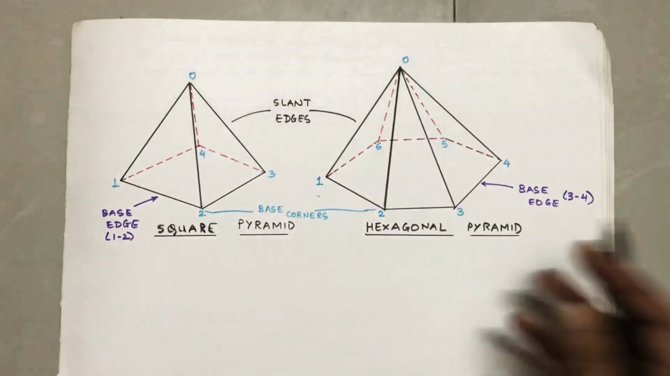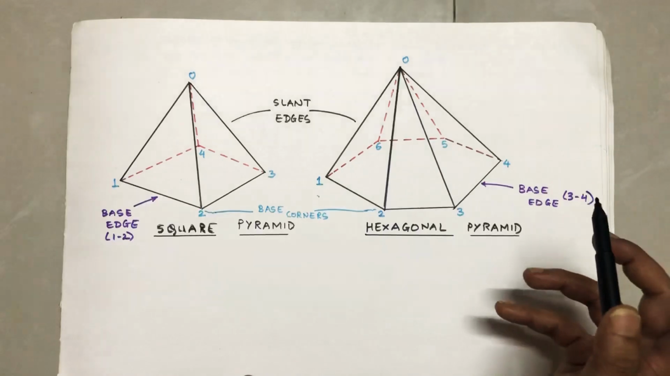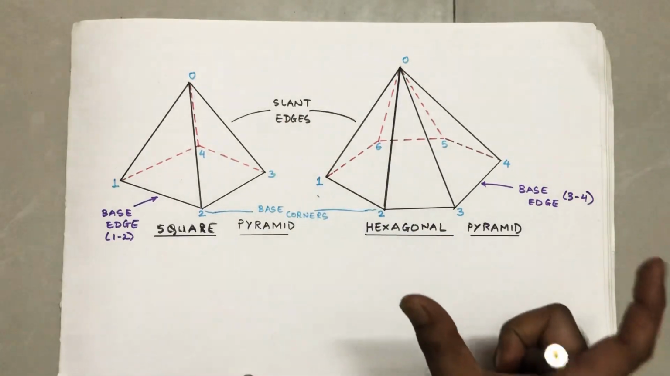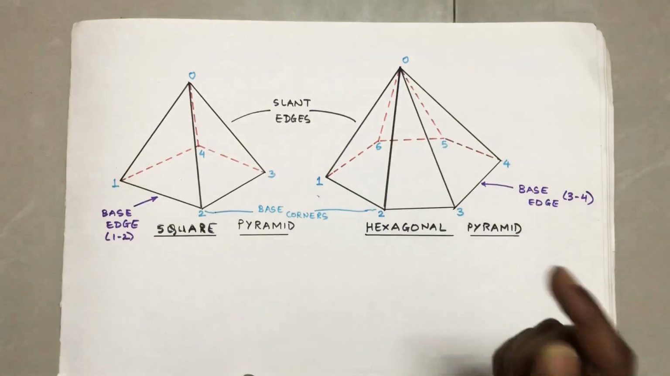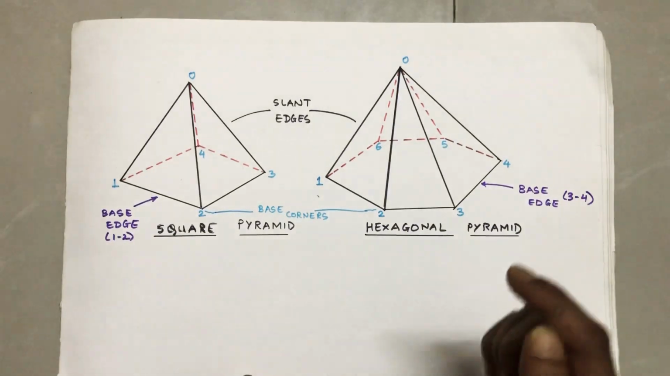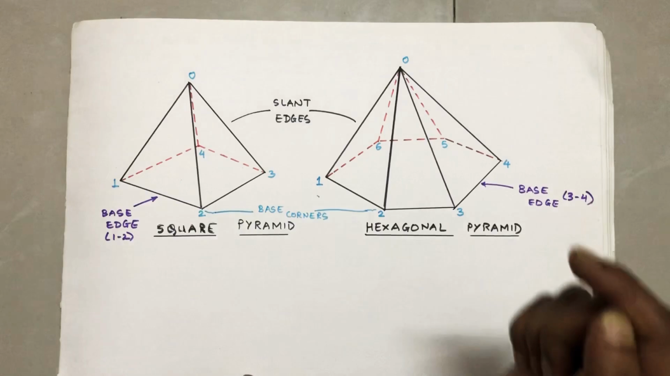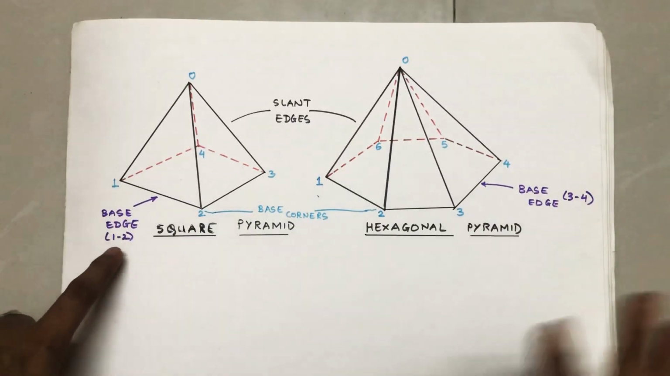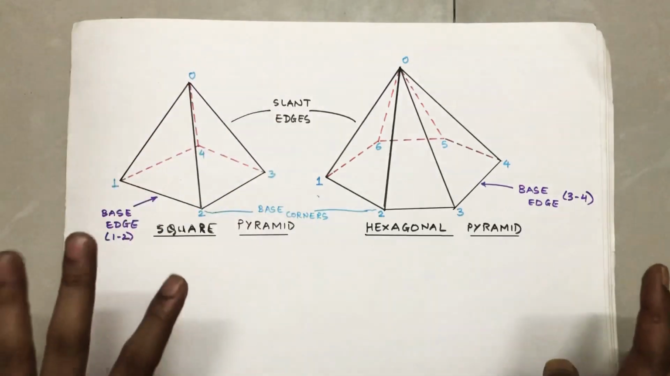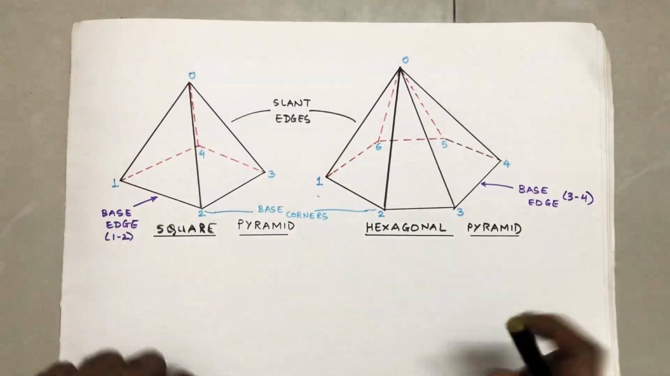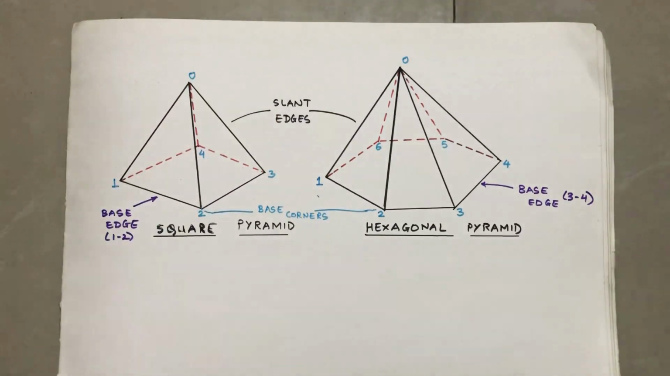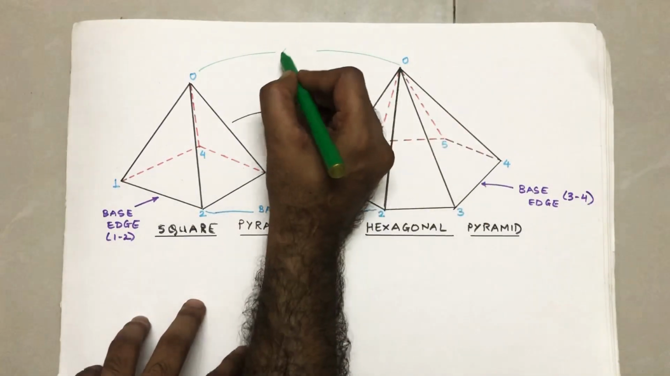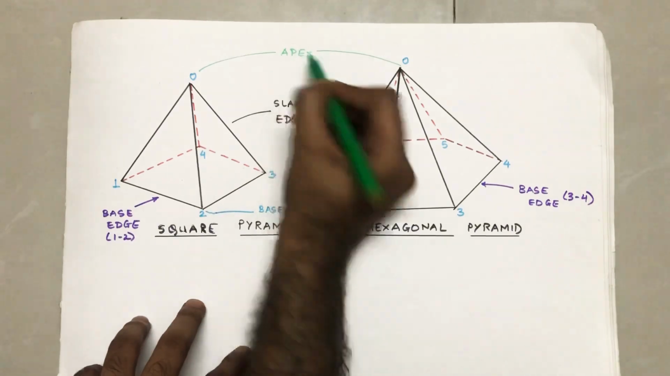Once again, what would happen for a pentagonal pyramid? How many slant edges for a pentagonal pyramid? 5. O1, O2, O3, O4, O5. Please remember, base edges are different, slant edges are different. Okay? Now, this is what we call the apex.